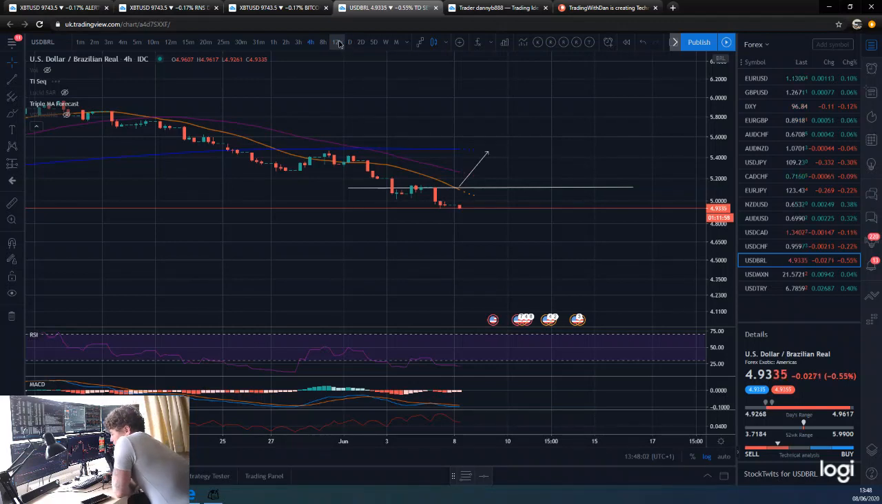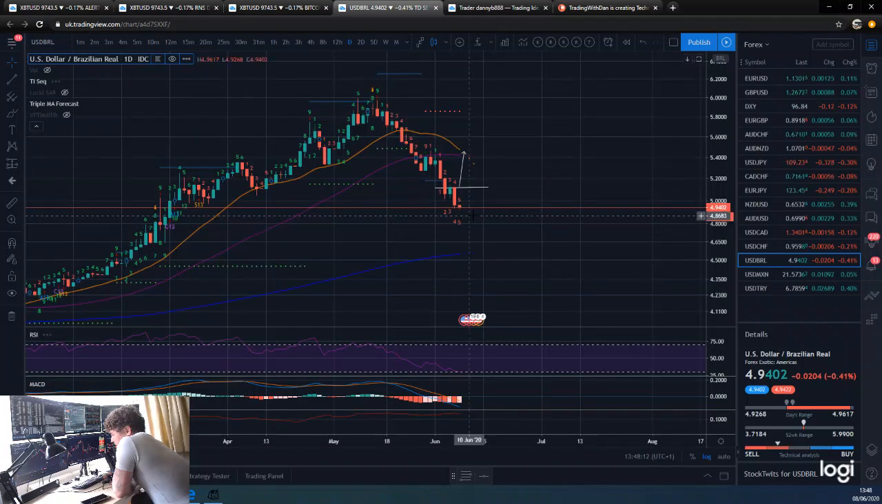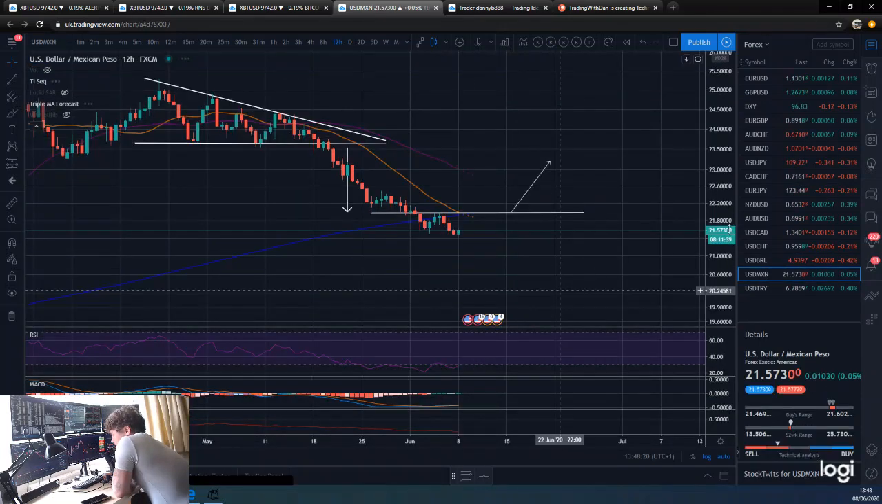So what I would say though is if we are looking like we're going to take out the bottom of this 9, and it is the 200 dailies. No, this is the 12 hour. Let's have a look where the 200 daily comes in. 200 daily comes in lower, but this is based off a 12 hour 9. So we'll leave it at that anyway. Potential continuation down. US dollar, Mexican peso.